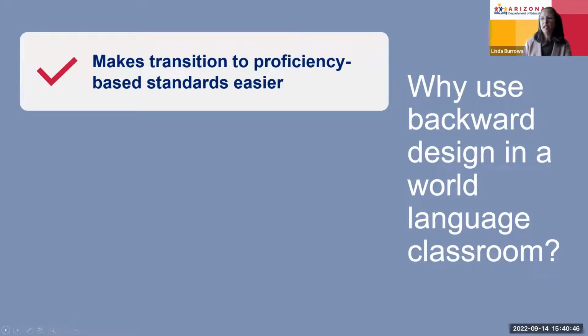First, it makes the transition to proficiency-based standards easier. Since 2015, the World and Native Languages standards with the Department of Ed, and for all Arizona students, are really based on proficiency: where is the level of communication in the modes of communication, interpersonal, presentational, interpretive, as well as our cultural components? Where are your students now, and where do we want them to be? So in a DLI class, you're going to examine that and also bring in some of the content with that.